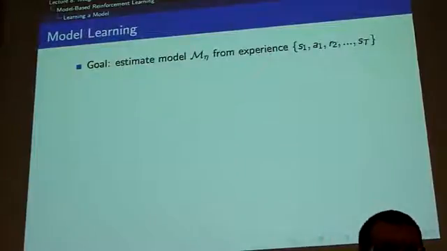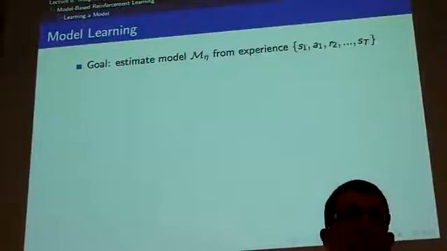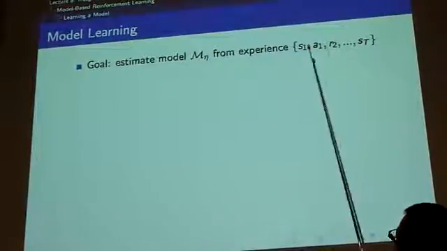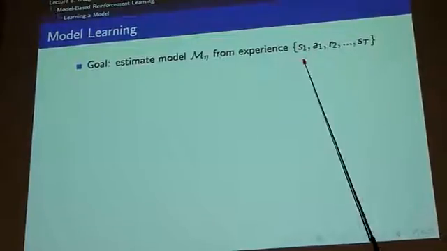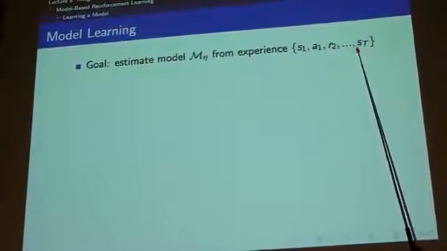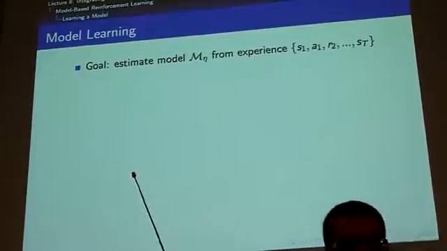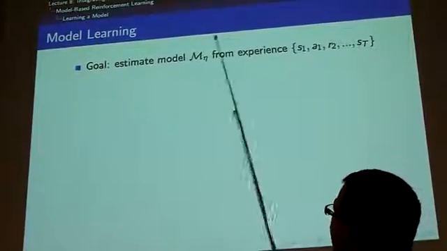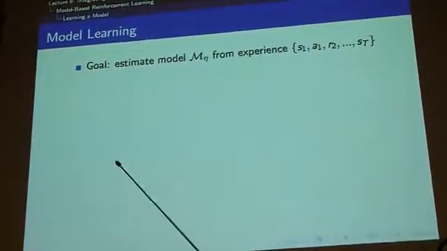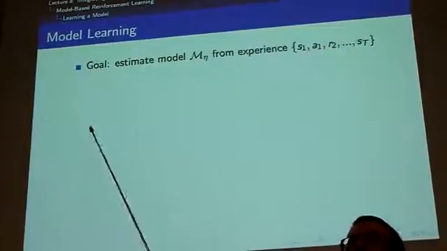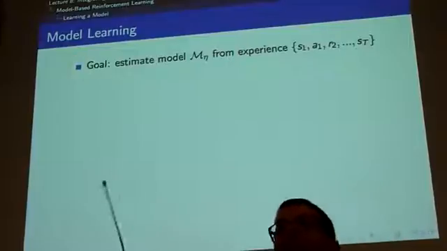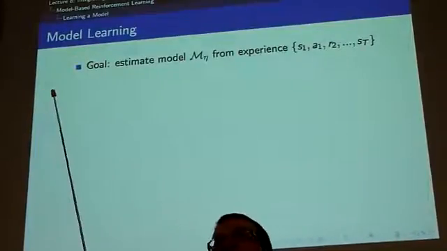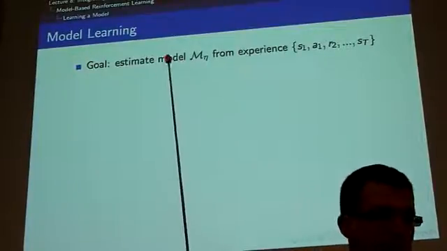Okay. So the goal here is to try and estimate the model from experience. The agent's going to see a set of episodes like this: state, action, reward, state, action, reward, state, action, reward, all the way up to some terminal state. And the goal is to estimate what the MDP looks like. It sees this experience, and it has to figure out what's the MDP that it's in. And once it has an idea of that MDP, then we'll talk about planning, which is solving that MDP.